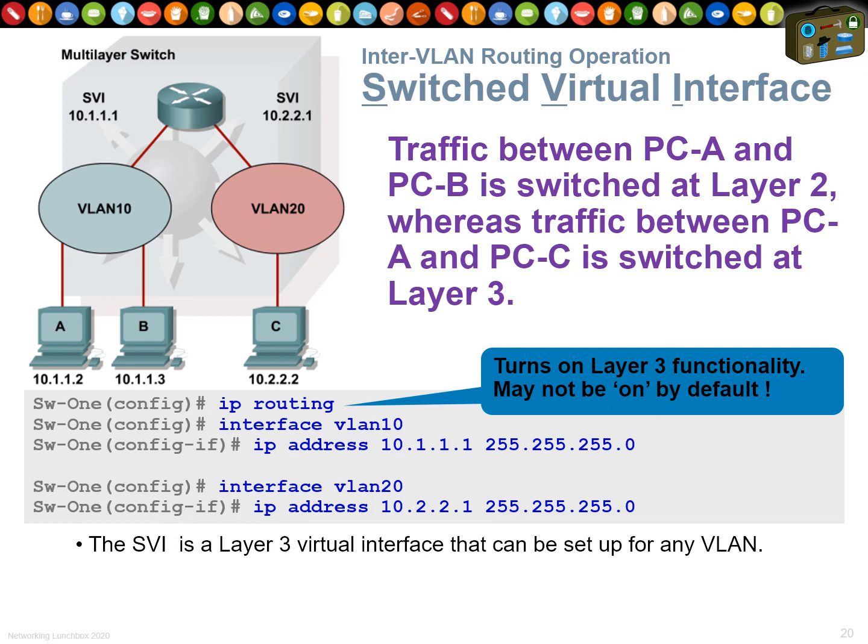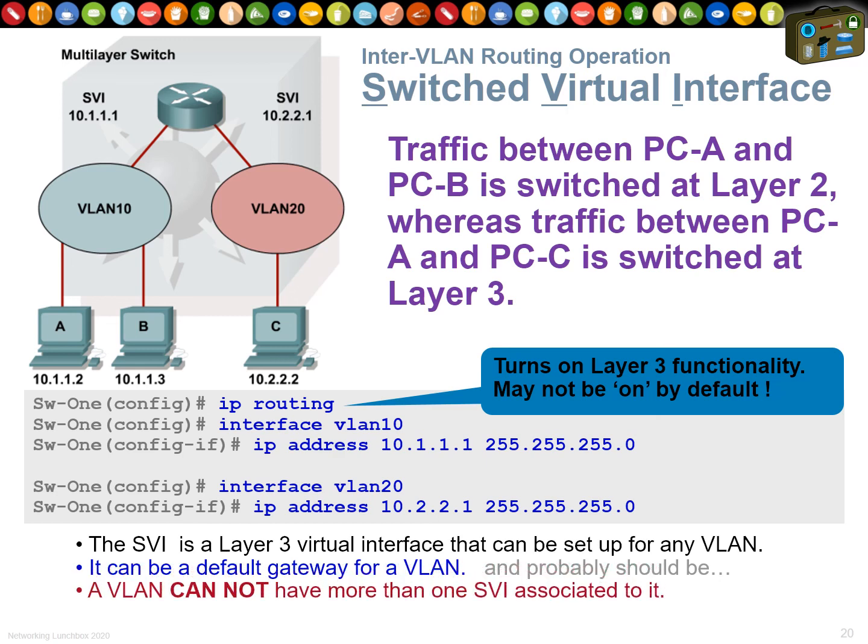SVIs, layer 3 interfaces, can be set up for any VLAN. It should be the default gateway for your users, because that's what a router would be, so switches should be the same. You cannot have more than one SVI per VLAN. VLAN equals SVI. You cannot have an SVI in control of more than one VLAN. However, you don't have to create a switch virtual interface for every VLAN. So there could, in this switch, be VLAN 30, and that would have to be routed by some other layer 3 device. There's nothing wrong with that at all.